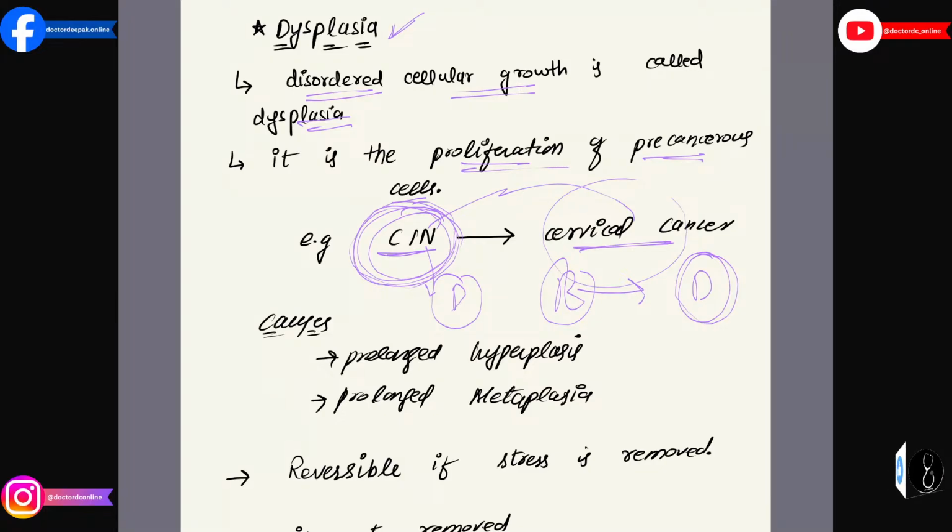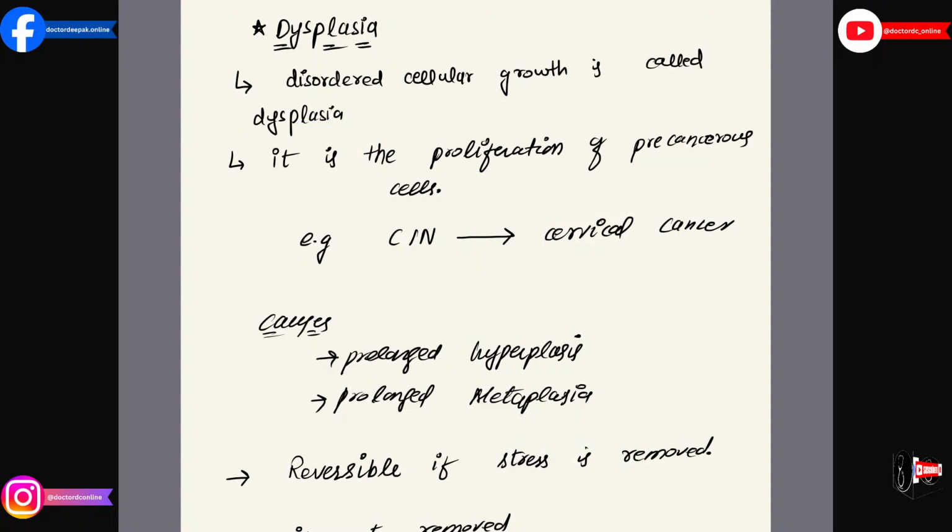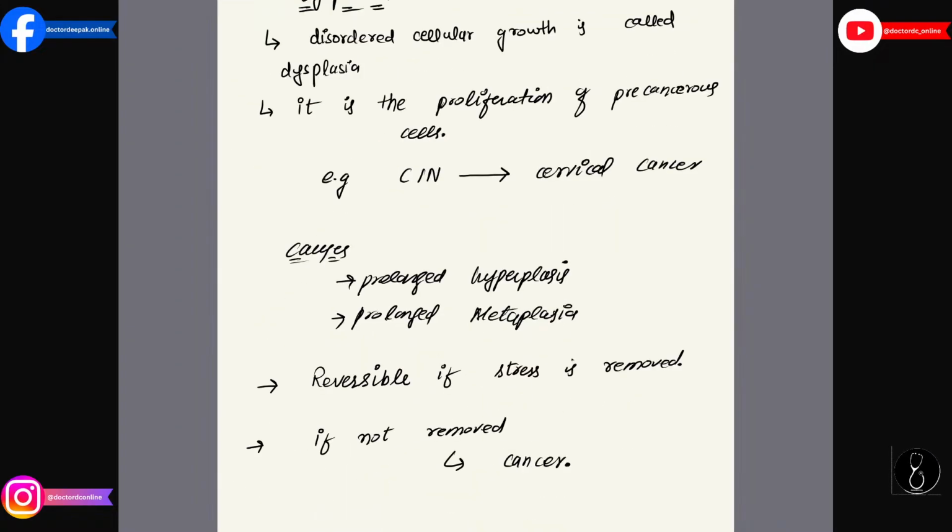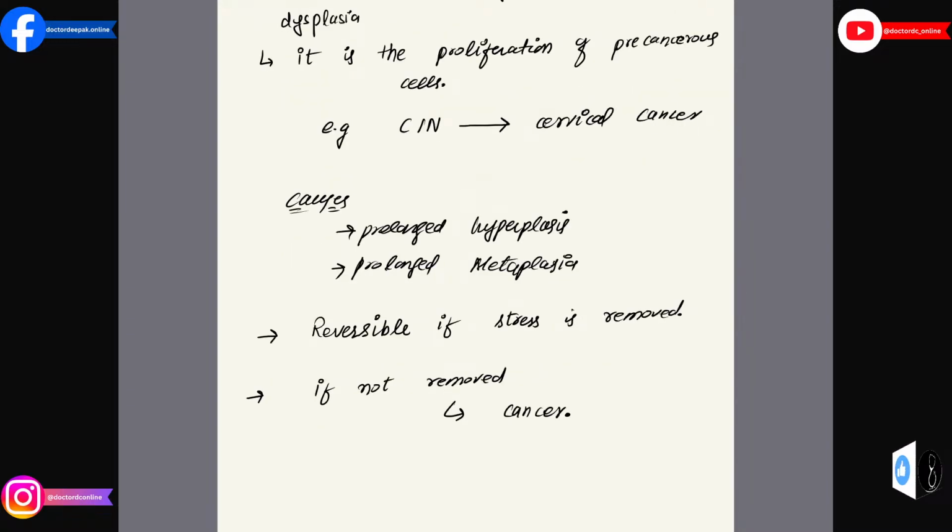If they ask what the causes of dysplasia are, if a person has prolonged hyperplasia or prolonged metaplasia, both conditions can cause dysplasia. Another important thing, dysplasia is always reversible. As you studied before, metaplasia is reversible, and in the same way, dysplasia is also reversible if the stress is removed. If the stress is not removed, it is going to be cancer. So that is all about dysplasia.